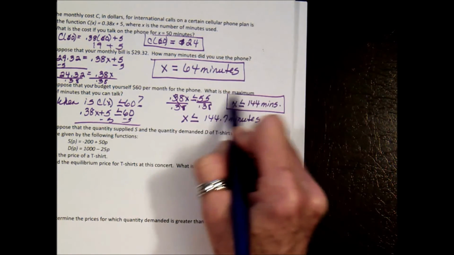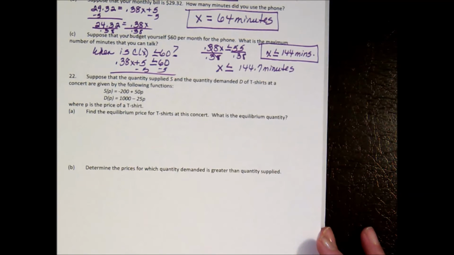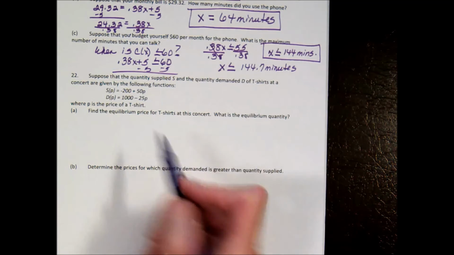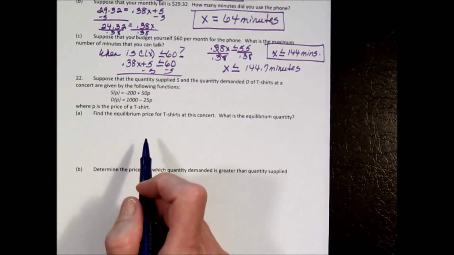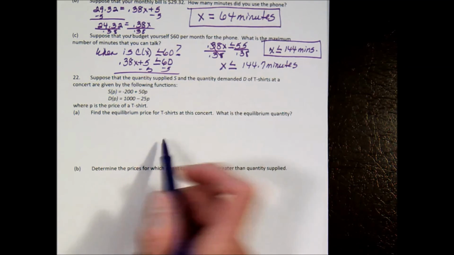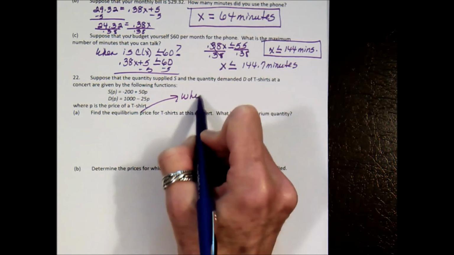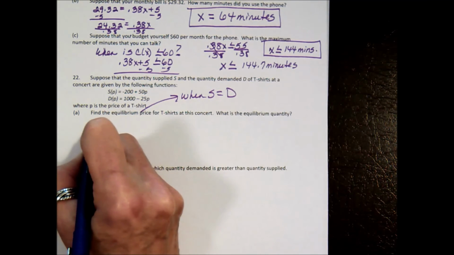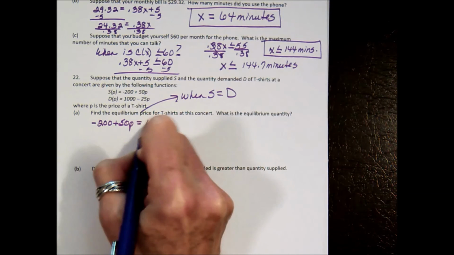Last problem. Suppose that the quantity supplied, which we call S, and the quantity demanded, D, of t-shirts at a concert are given by these functions, where P is the price of a t-shirt. Find the equilibrium price for the t-shirts. That's when the two are equal. So the equilibrium price is when supply equals demand. So we say negative 200 plus 50p equals 1,000 minus 25p.